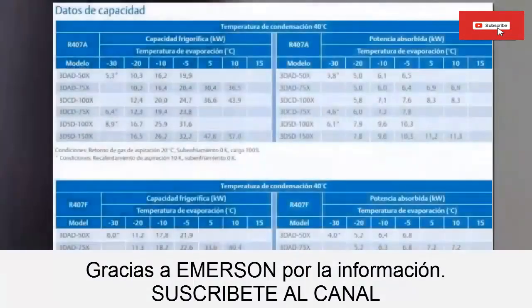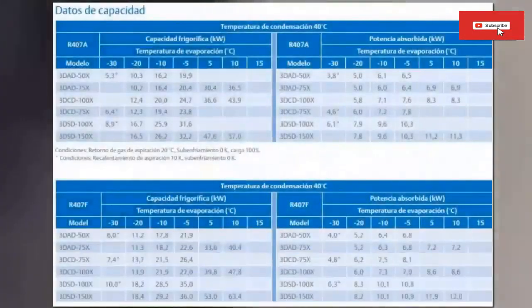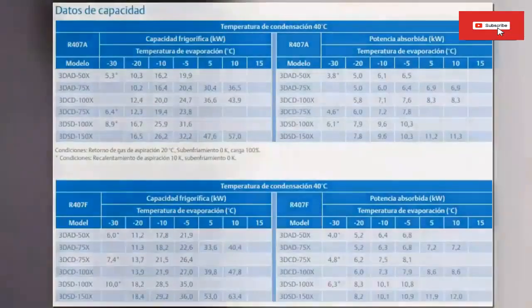17. On the screen we are showing the refrigeration capacity that can be achieved with some of the models of the digital discus series.